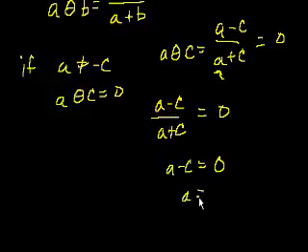So then just solving, you get A is equal to C. Right? Add C to both sides. So they want to know what C is equal to. So C is equal to A. And that is choice E.